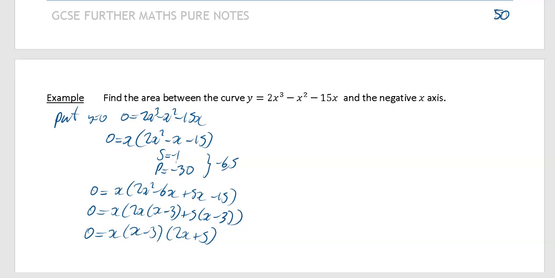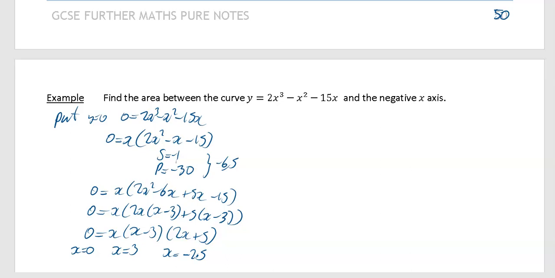So again, put all three of these bits equal to 0. If x equals 0, then that's just x equals 0. If x minus 3 equals 0, that means x is equal to 3. And if 2x plus 5 is equal to 0, that means x is equal to minus 5 over 2, which is minus 2.5. So we can have a good sketch at this thing now.